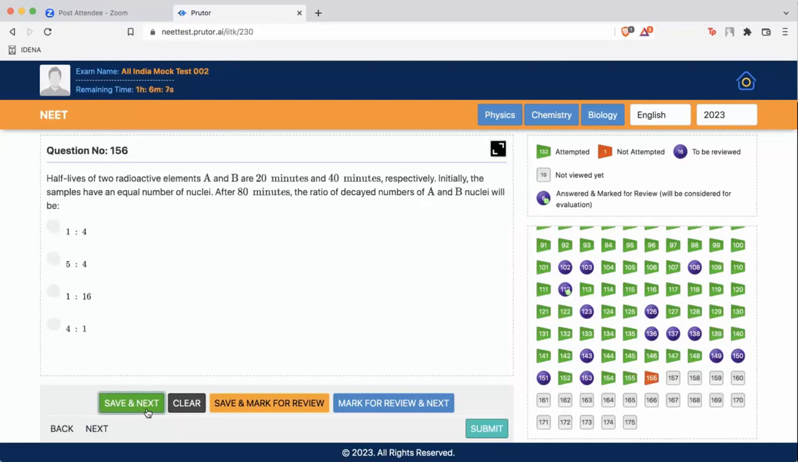The half-life of two elements is 24 days. After 80 minutes, the ratio of decayed numbers. Okay, so how many half-lives? This is pretty easy. A will have 4 half-lives, B will have 2 half-lives. So it'll become 2 to the 4 is 16, and 2 half-lives, 4. Then cancel 4, 16, so 1 is to 4.